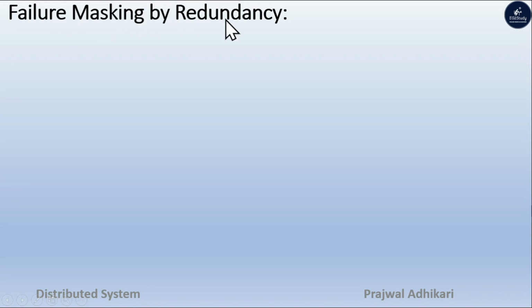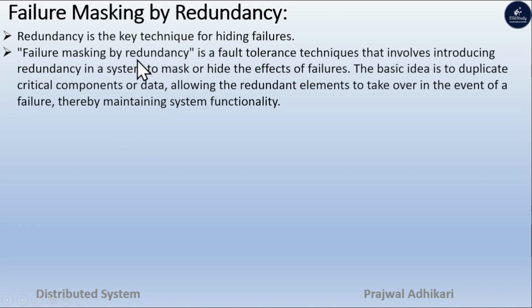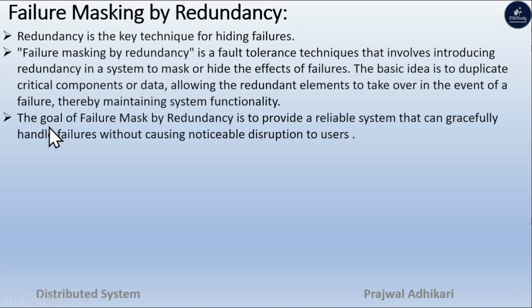Failure masking by redundancy. Redundancy is a key for hiding failures. Failure masking by redundancy is a fault tolerance technique that involves redundancy in a system to mask or hide the effect of failure. The basic idea is to duplicate the critical component or data, allowing the redundant elements to take over in the event of failure, thereby maintaining the system functionality. The goal is to provide a reliable system that can gracefully handle failure without causing noticeable disruption to the user.